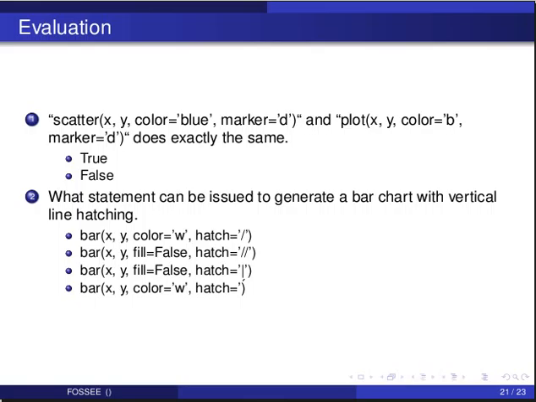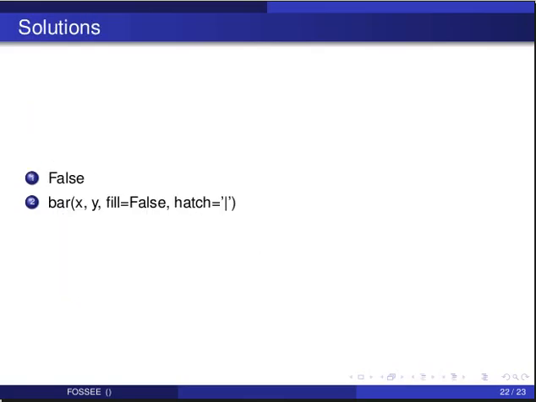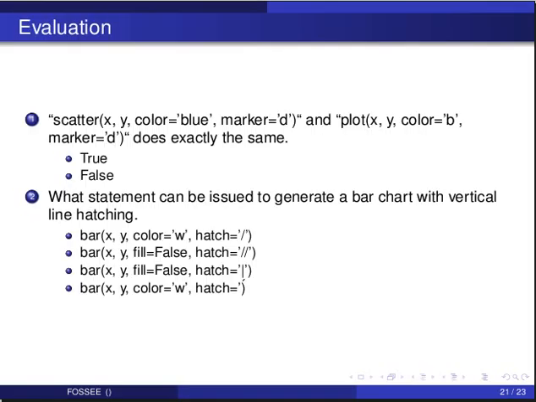So there are few self-assessment questions for you. One is scatter x, y, color blue, marker D, and plot x, y, color B and marker D does exactly the same. Is it true or false?